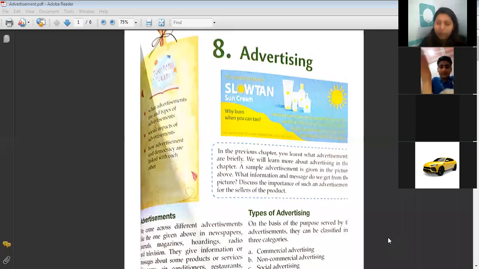It's a very interesting and very easy chapter to do, right? In this, we'll read about what advertisements are, what the types of advertisements are, the social impacts of advertisements, how advertisements and democracy are linked with each other, and how advertisements impact our society.